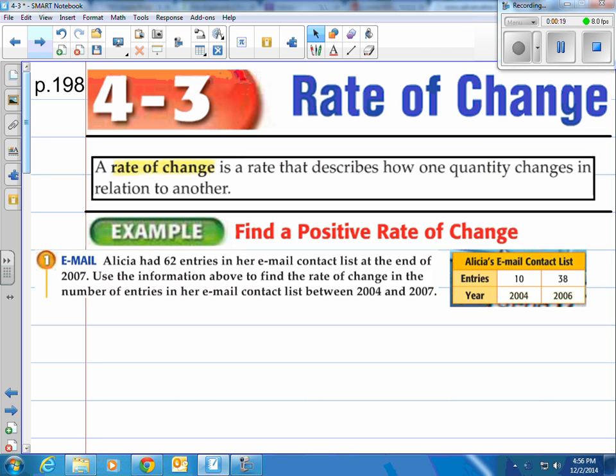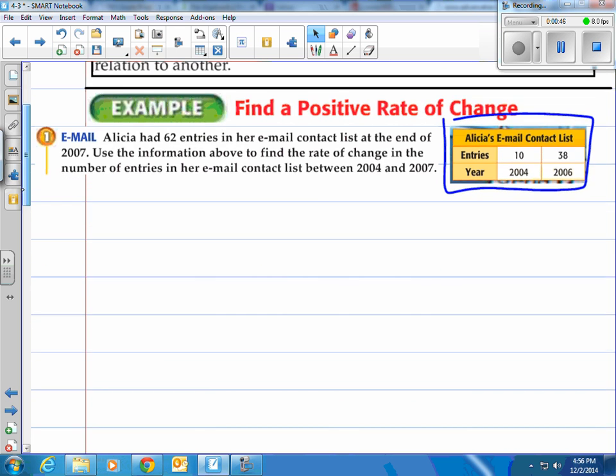We're going to do a positive rate of change here, and we're looking at this chart that says that Alicia's email contact list had 10 entries in 2004 and 38 entries in 2006. Let's read the question. It says Alicia had 62 entries in her email contact list at the end of 2007, which is not on the table here. Use the information, though, to find the rate of change in the number of entries in her email contact list between 2004 and 2007.